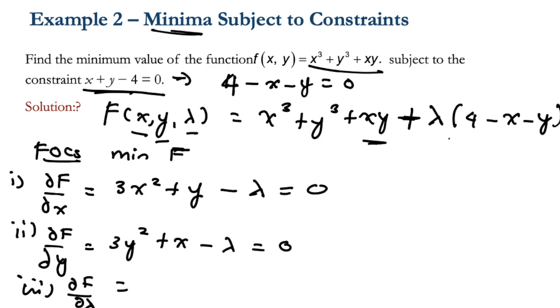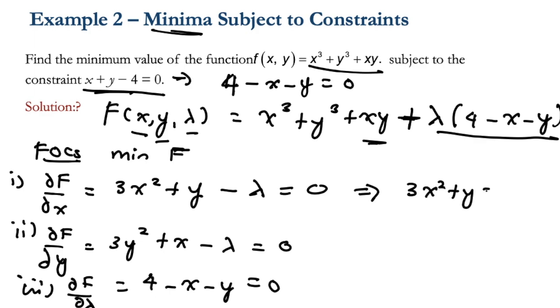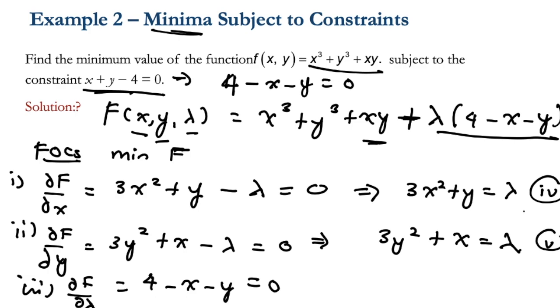So when we differentiate it here, it becomes 4 minus x minus y equal to 0. Alright, now from number 1 we can simplify it further. We get 3x squared plus y equal to lambda, isn't it? So I call this number 4. From number 2 we can simplify it further. So we have 3y squared plus x equal to lambda. So I call this number 5.